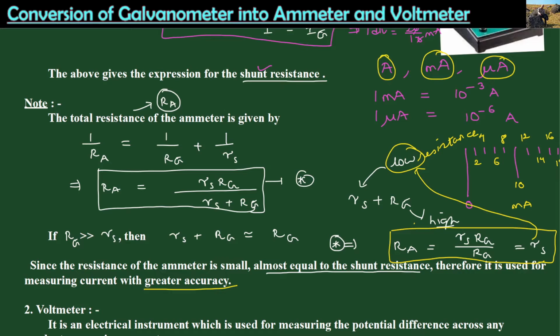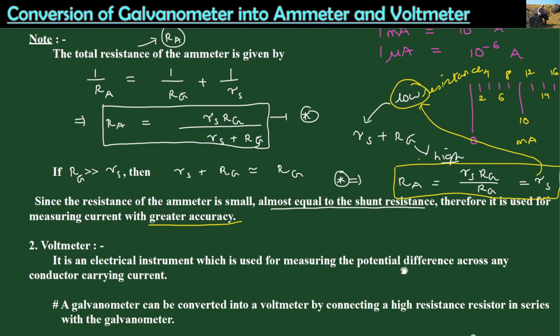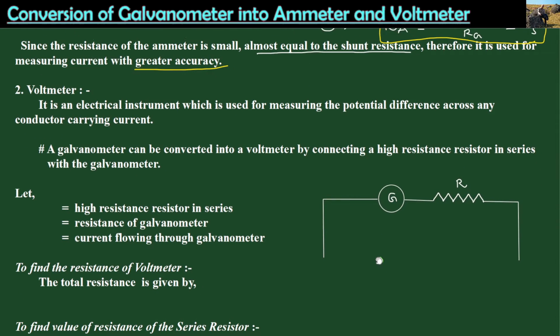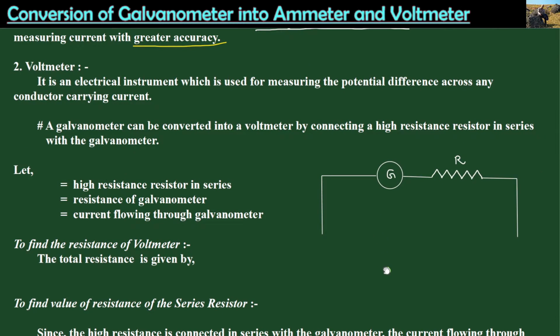Then we will move on to the next device, which is your voltmeter. A voltmeter is another important instrument in the physics lab, whereby you have to measure the potential difference across any conductor carrying a current. And from here, this is very important: how can you convert a galvanometer into a voltmeter?